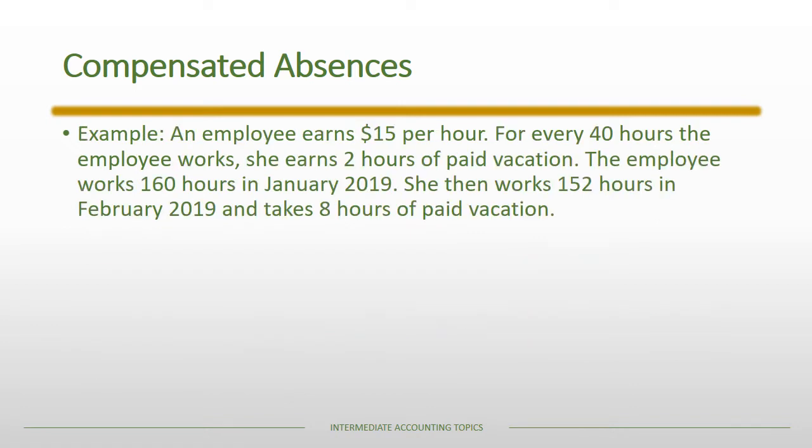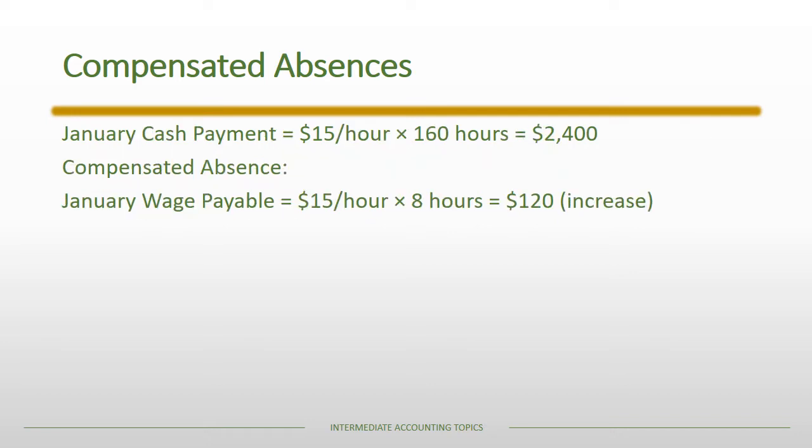All right, so we have an employee earning $15 per hour. For every 40 hours that the employee works, she earns 2 hours of paid vacation. Then the scenario is they work 160 hours in January and then 152 in February, along with 8 vacation days. Or I'm sorry, 8 hours of paid vacation.